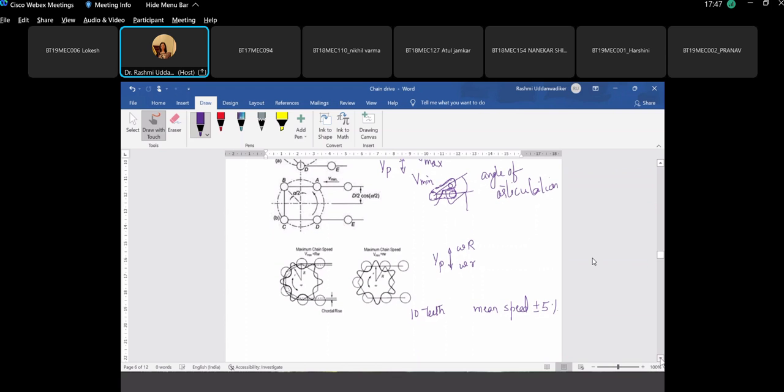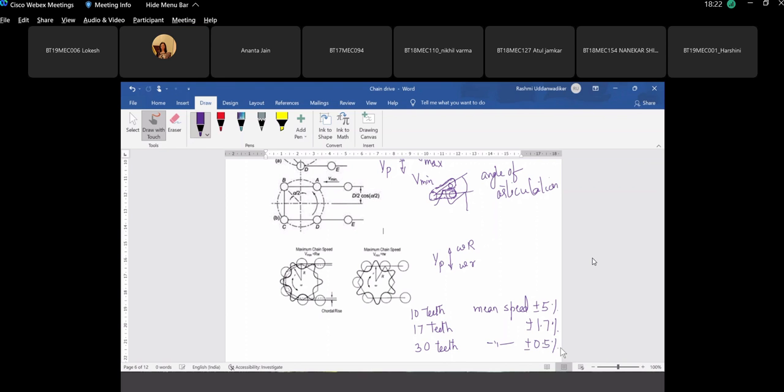So if ideally the peripheral speed is 100 meter per second, this keeps changing from 95 to 105. So this would be the variation. If we increase the number of teeth on the sprocket to 17 teeth, then the mean speed variation is plus minus 1.7%. And if it is 30 teeth, this is from experimentation, we'll see this variation is plus minus 0.5%.